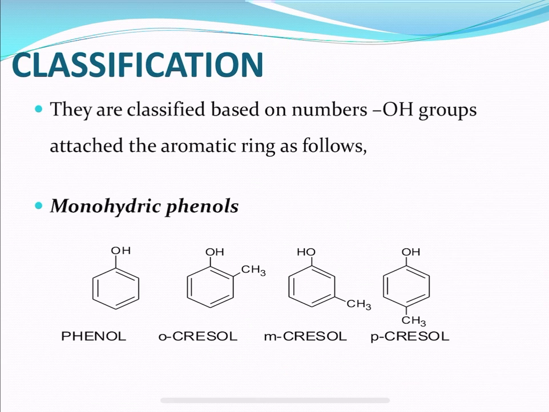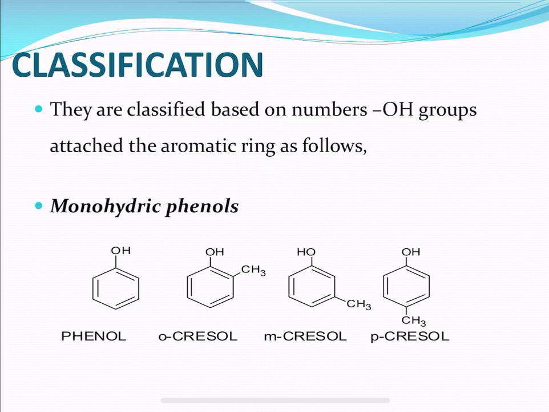Next, as I said, the classification of phenol compounds is very simple: how many hydroxyl groups are present. They can be classified as phenols or polyphenols based on the number of phenol units in the molecule. As I said, they are classified based on the number of OH groups attached to the aromatic ring as follows.